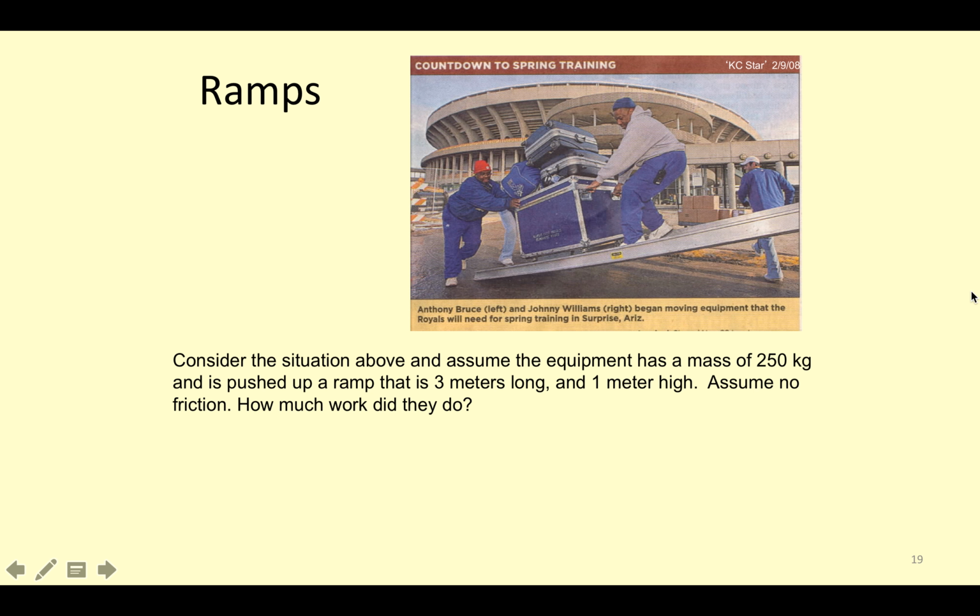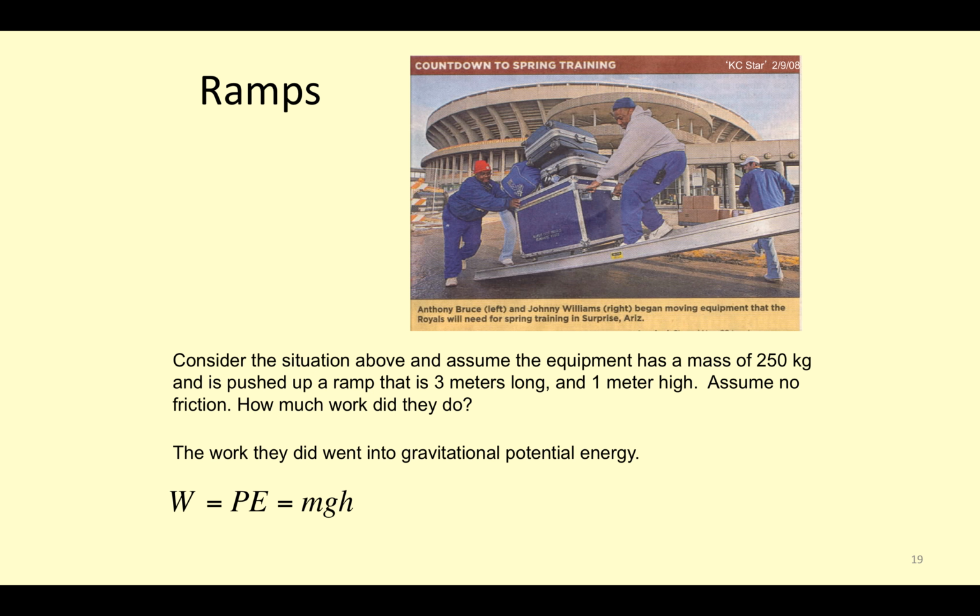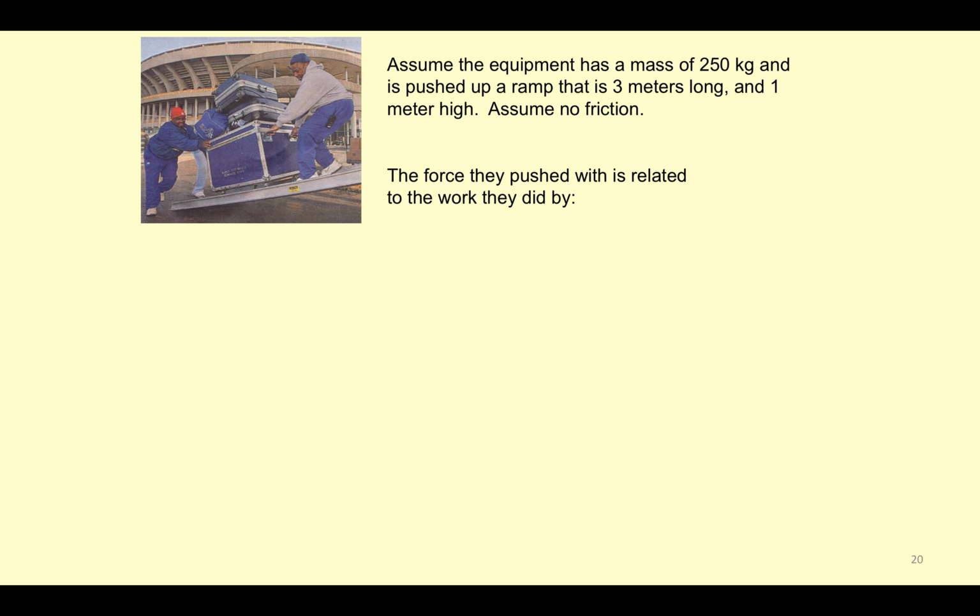Okay, and we'll talk about how ramps help us do work, because work is force times distance, the amount of force times the distance, assuming no friction. How much work did they do? Okay, all right, so they went up a 3-meter long ramp, and the force is going parallel to it, so they went 2.5 times 9.8 times, but they only raised it 1 meter high. So the work that they did was the potential energy they raised it, which is mgh times 1 meter, 2,450 joules.